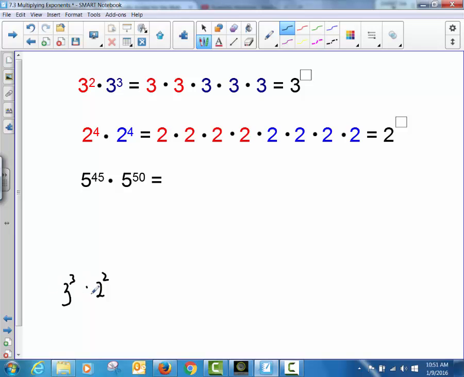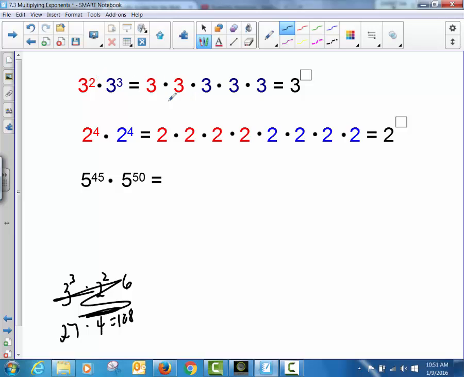You can do the multiplication. You just have to go 3 to the 3rd is 27, 2 to the 2nd is 4, and multiply it and get 108. But you cannot go 3 times 2 is 6 and combine them that way, okay? Can't do that. So you have to multiply powers that have the same base.